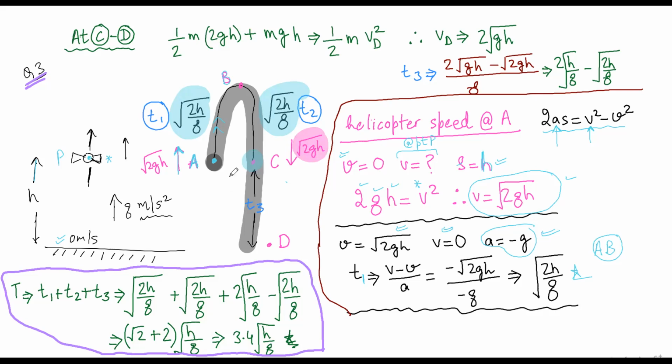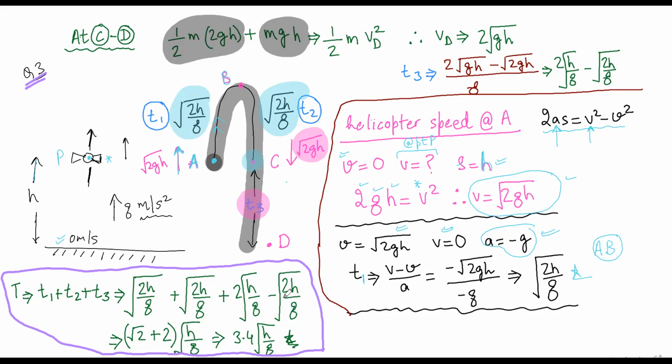And now we want the time T3, which is from C to D. To make things easier, I have used the conservation of energy principle. We know that at point C, the packet has a potential energy mgh and a kinetic energy of half mv squared. So v squared is equal to root 2gh squared, which will be equal to 2gh.